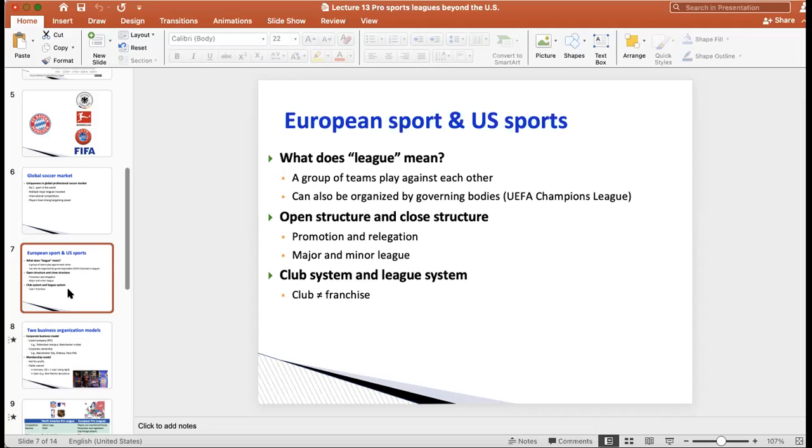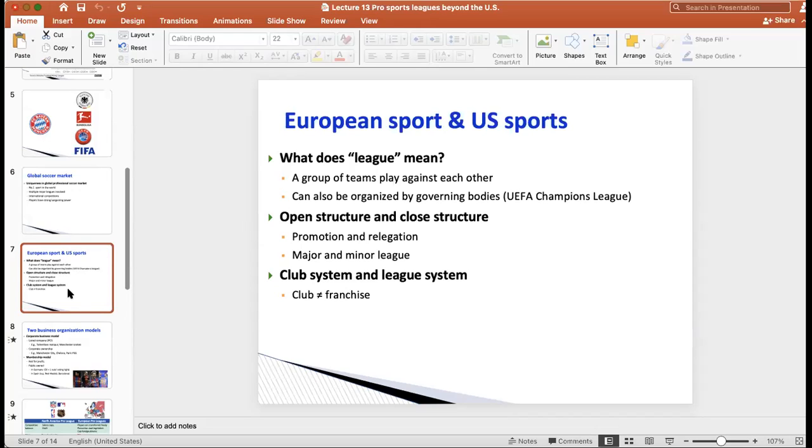The second difference is obviously open structure and closed structure, right? Open structure means you have multiple different leagues connected together. The team that finishes on top will be able to be promoted to the upper level. The team that finishes at the bottom will be relegated to lower levels, right? This is called the promotion and relegation system.